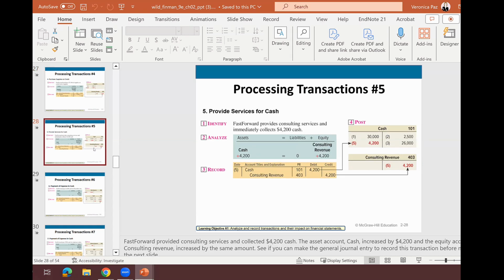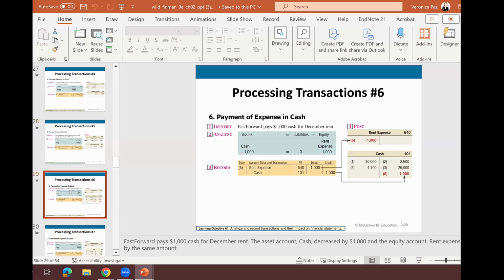Let's see. So this is cash and consulting revenue. In this case, we are getting cash, so that's a debit. And then the credit is revenue, which is part of assets, liability, or equity? Equity. And it increases on the debit or the credit? Credit. Very good. See, we're looking at Excel.